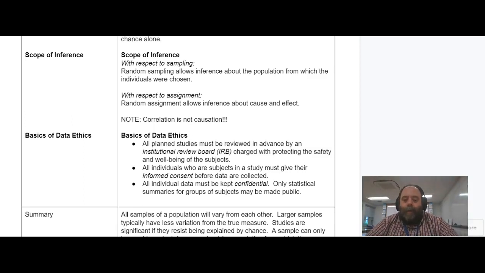So what you need in order to be even able to draw an inference about cause and effect is that there has to be random assignment in the experiment to begin with. Okay.